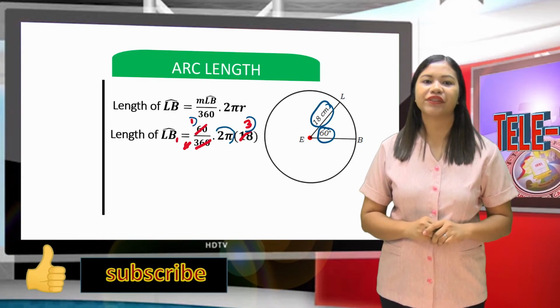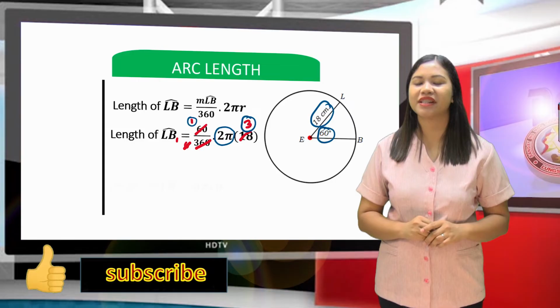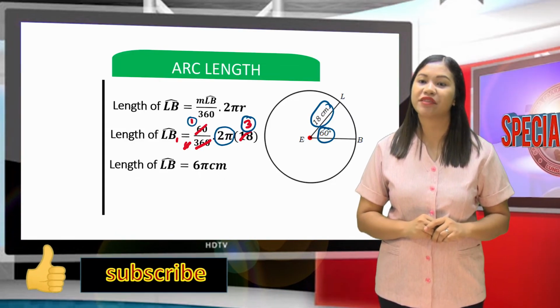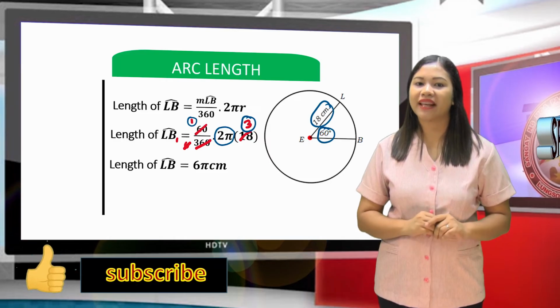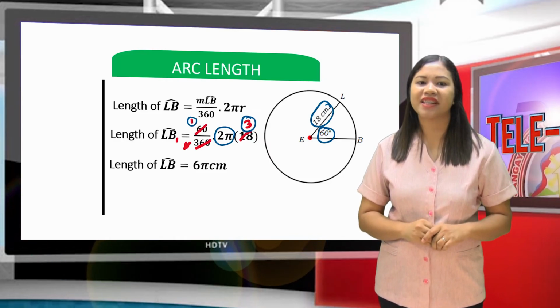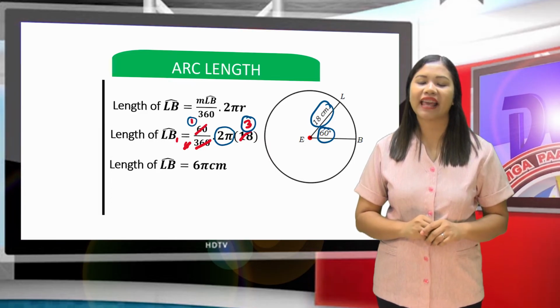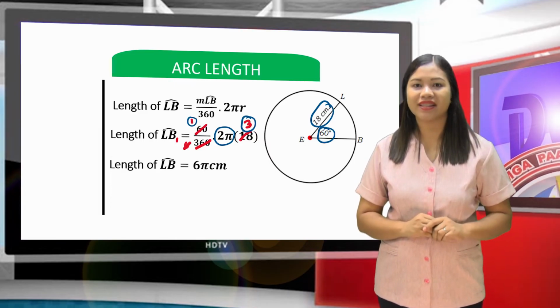Then, 60 over 360 in simplified form is 1 over 6. And 18 over 6 in simplified form is 3 over 1. Multiplying the numerators, we have 6 pi centimeters. Therefore, the length of arc LB is 6 pi centimeters.